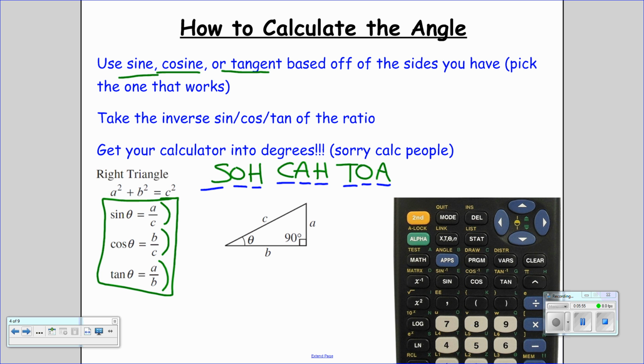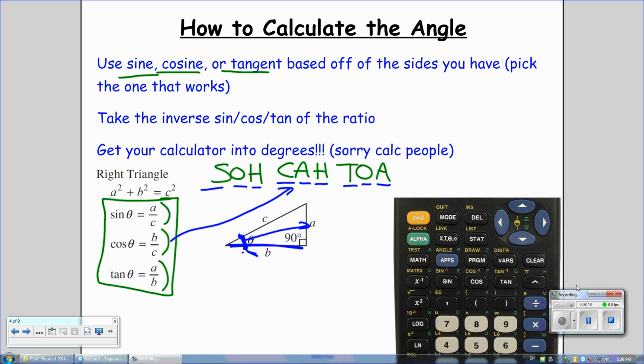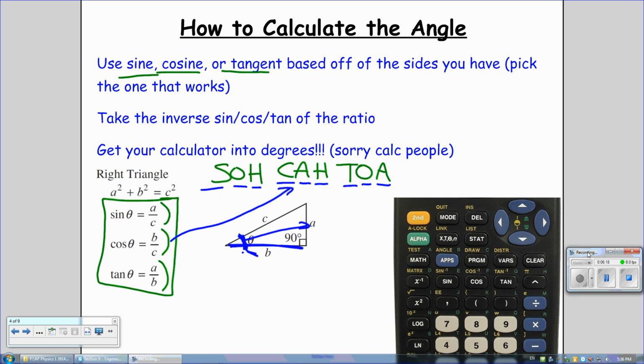Now, when I say opposite and adjacent, I mean if I take the angle, A is opposite the angle, B is adjacent. Okay, in this case, B is touching the angle. So cosine uses B divided by C. Okay, adjacent is the one touching the angle. Okay, so I'm going to cover this one before I cover this one.